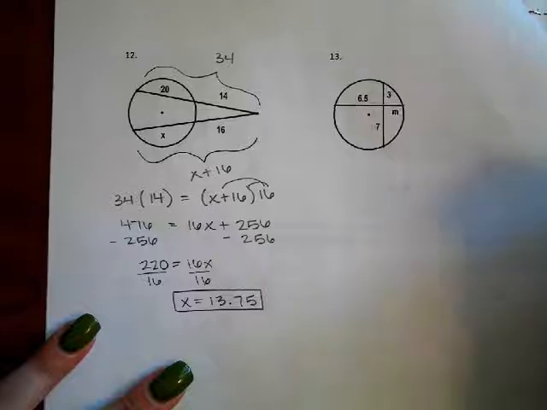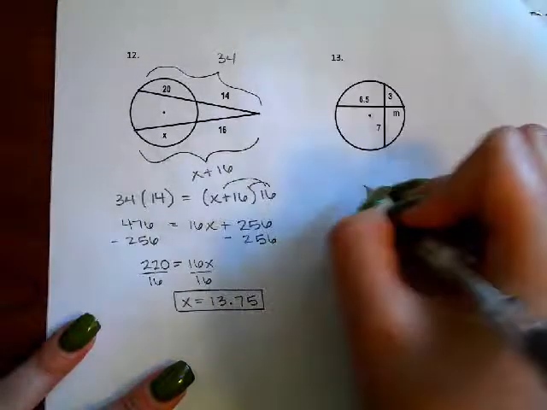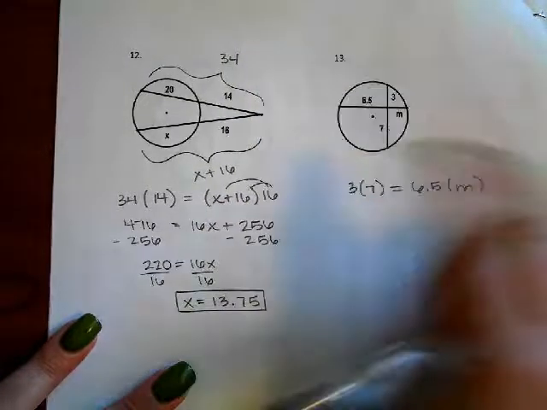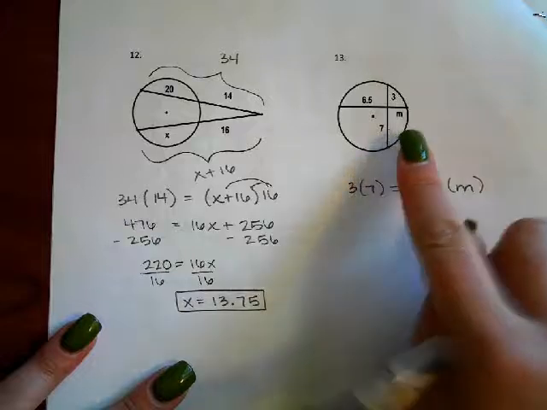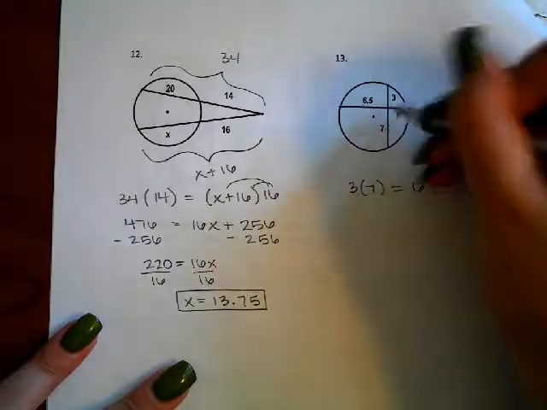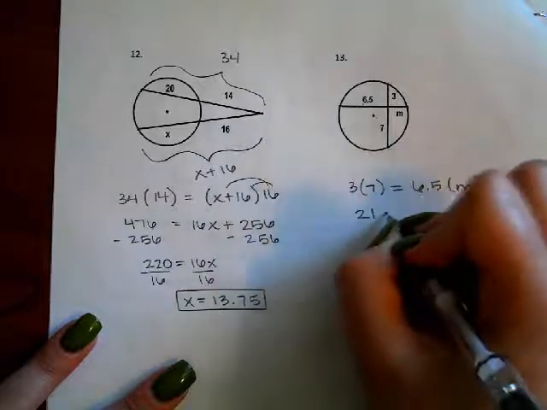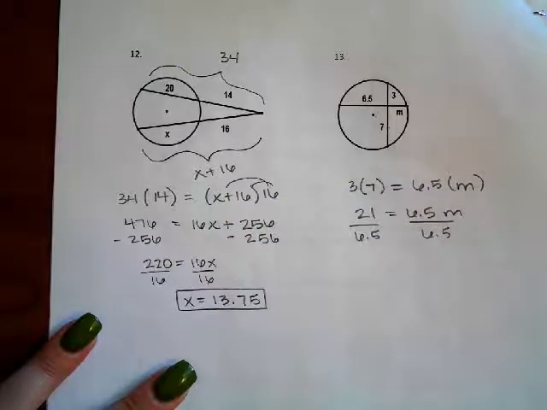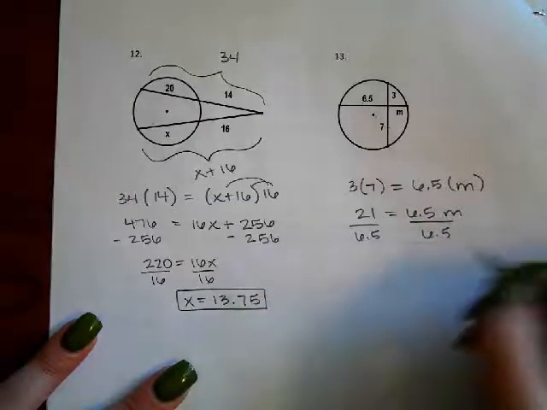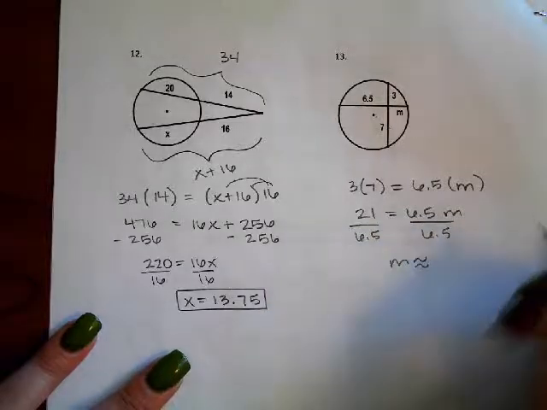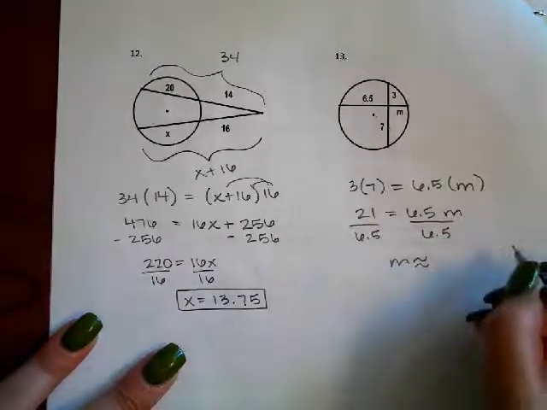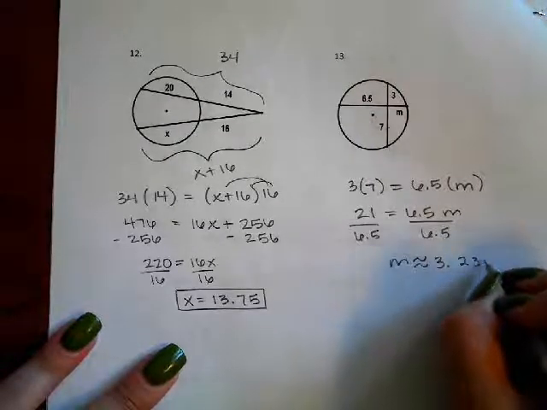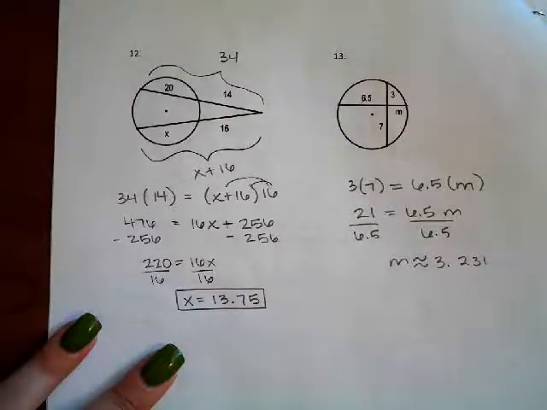All right, and then last, we've got 3 times 7 equals 6.5 times m. I think the hardest part about these problems is being able to see in the picture, if they drew it too small, what part goes with what little segment. That's the hardest part in my opinion. So 21 equals 6.5 m, divided by 6.5, divided by 6.5. And so m is approximately 3.231, because 6.5 does not go into 21 evenly.